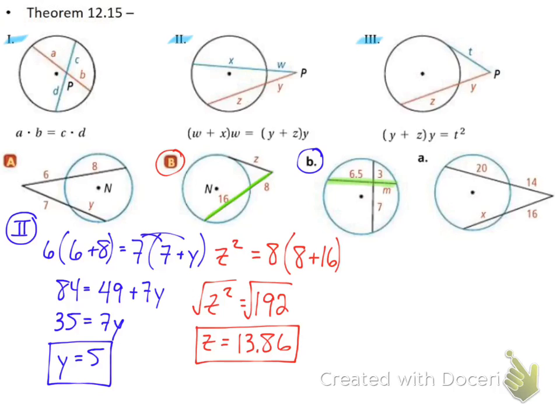So if I multiply the two pieces of my horizontal line, I get 6.5 times 3, times m. And then with the other line, the vertical line, 3 and 7, I can multiply 7 times 3. So I get 6.5m is equal to 21. 21 divided by 6.5 gives me m is equal to 3.23.